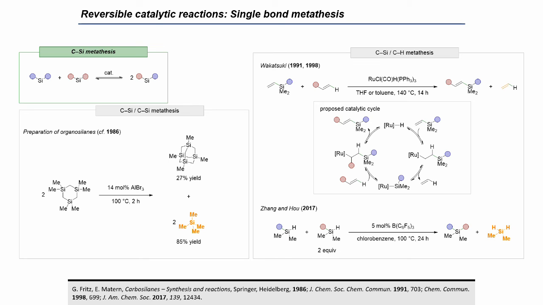Also, the groups of Zhang and Shao reported a carbon-silicon/silicon-hydrogen metathesis of aryl hydrosilanes to access diaryl silanes under Lewis acid catalysis. Here, the formation of volatile dimethylsilane as a byproduct was postulated as the driving force of the overall reaction.